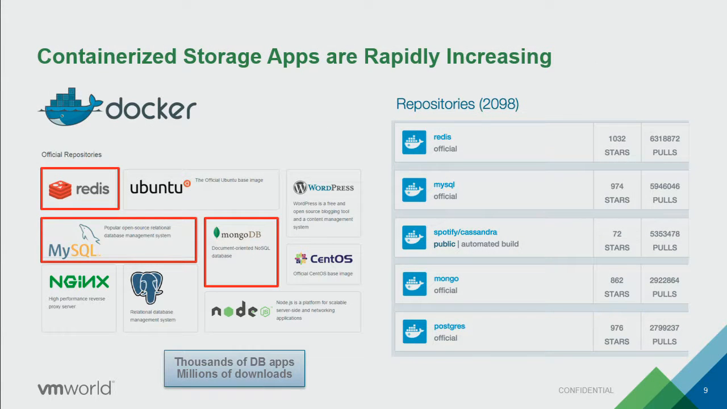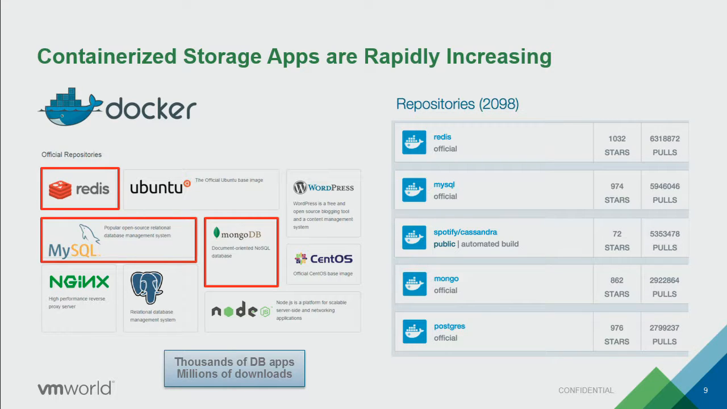And why is this really important now? It's because interest in containerized storage apps is really increasing. So the picture on the left here is from Docker's official repository. And you'll notice that some containerized stateful applications like Redis, MySQL, and MongoDB are front and center on the page. So clearly, this is something that at least shows visible interest on the Docker side.